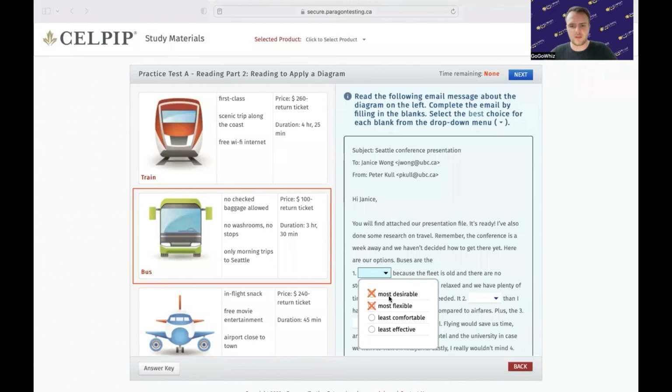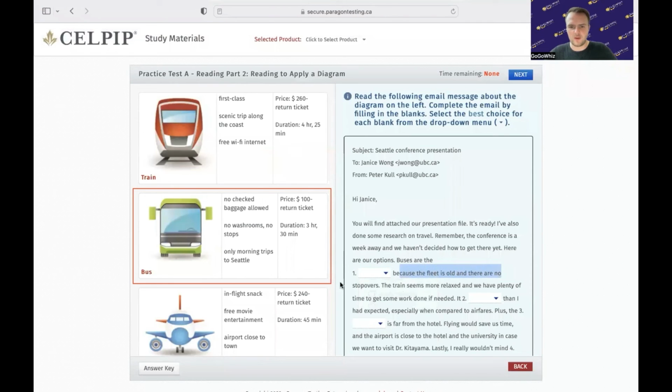So we could leave these two options and see where we go. But let's keep reading before we answer those two. Sorry, I gave you an extra X. There we are. Let's read the next sentence to make sure. Because the fleet is old and there are no stopovers, the train seems more relaxed and we have plenty of time to get work done if needed.